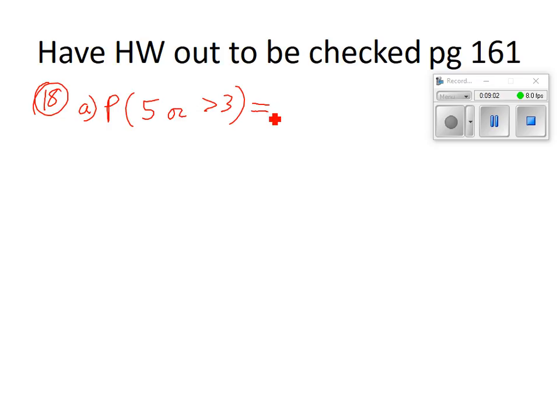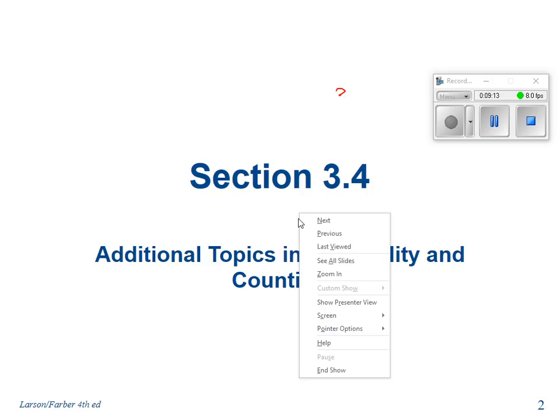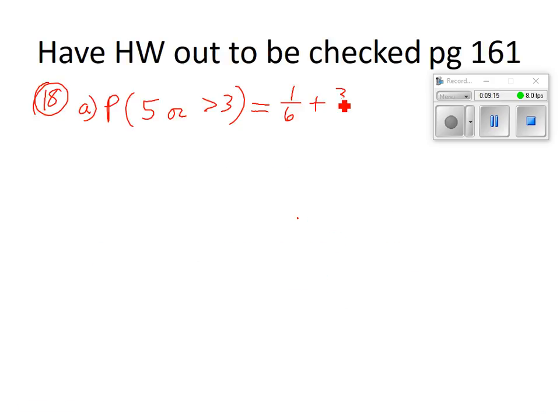What's the probability of rolling a 5? 1 out of 6 plus what's the probability of rolling a number bigger than 3? 3 out of 6. But then we got to subtract off things if they overlap each other. So is a 5 greater than 3? So we got to subtract off 1 out of 6. Well, what happens with these 1 out of 6s? They just sort of cancel each other out.